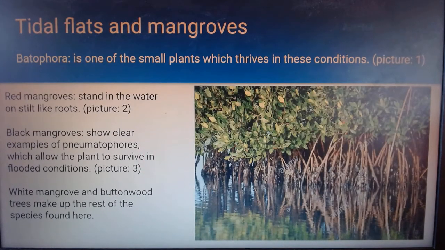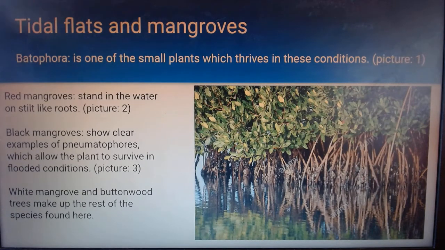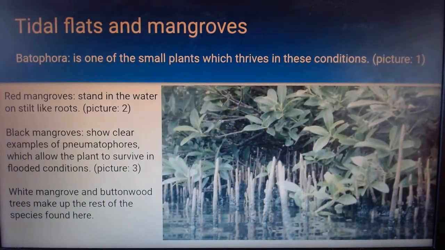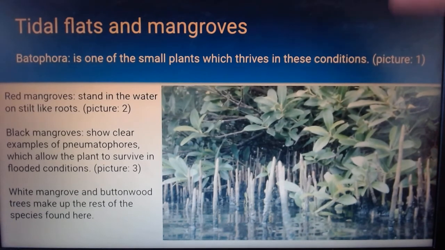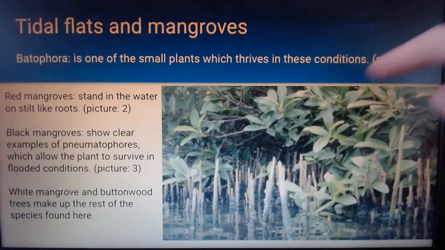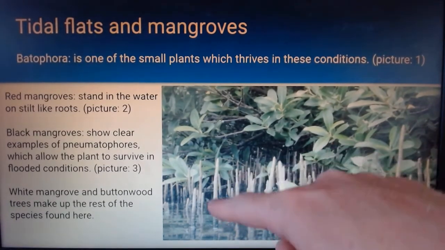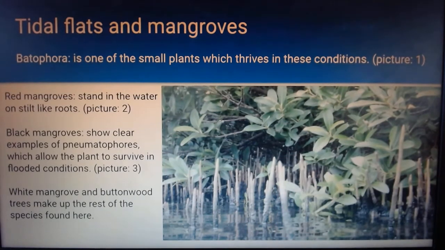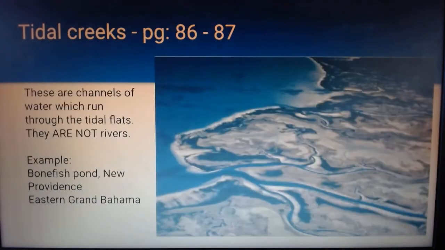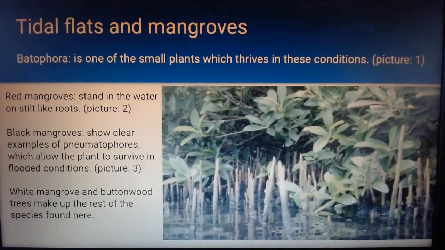So here's our red mangroves. Shock horror, they're red, all right? So they stand up in the water on stilt-like roots, so actually all the leaves are above the water. Our black mangroves then, and again, these are the pneumatophores. They stick back up, and the top, where it gets whiter, these have little holes or pores where they actually breathe through, okay? So it's like a snorkel. Again, you can see that we're situated in water. White mangroves and buttonwoods make up the rest of the species found here. I don't have a picture for those, all right?